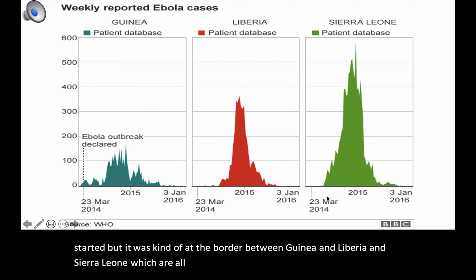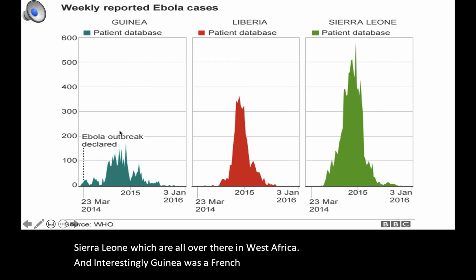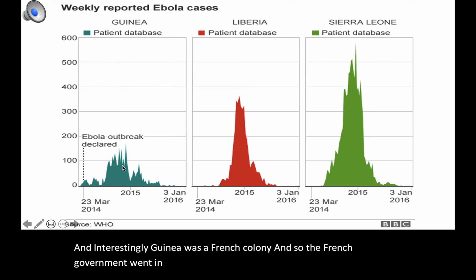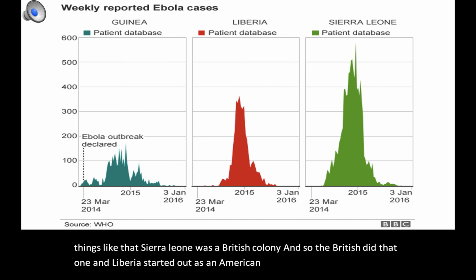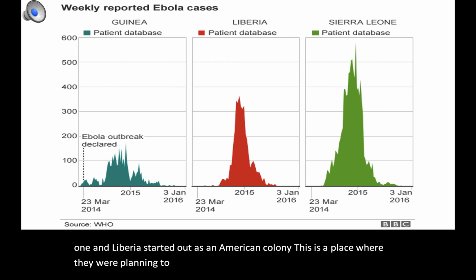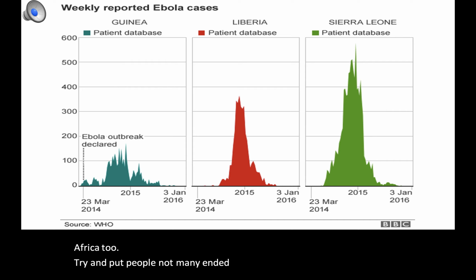in West Africa. And interestingly, Guinea was a French colony, and so the French government went in there to provide doctors and hospitals and things like that. Sierra Leone was a British colony, and so the British did that one. And Liberia started out as an American colony. This is a place where they were planning to repatriate freed slaves after the Civil War. They just went over and, I don't know if they conquered or just bought, like a country in Africa, to try and put people. Not many ended up going there. And of course, there were already people living there.